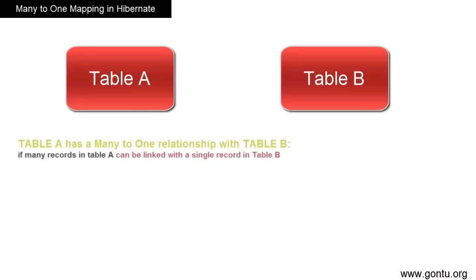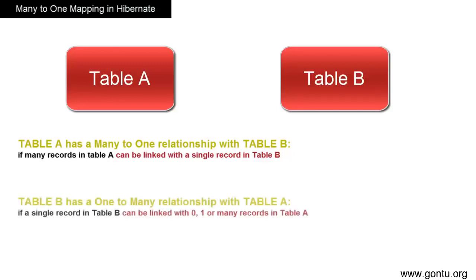Table A is said to have a many-to-one relationship with table B if many records which are present in table A can be linked to a single record which is present in table B. And table B is said to have a one-to-many relationship with table A if a single record in table B is linked to 0, 1 or many records which are present in table A.